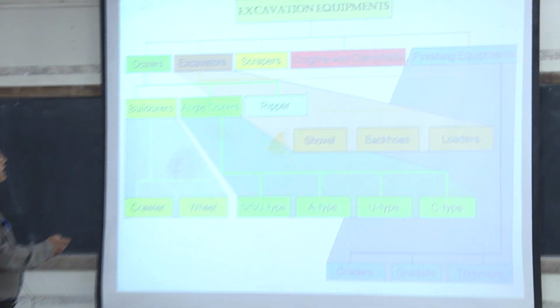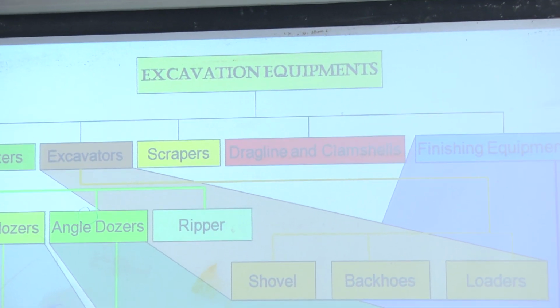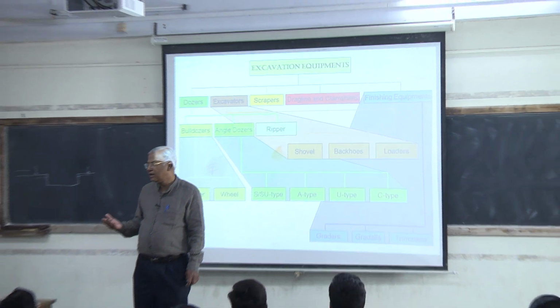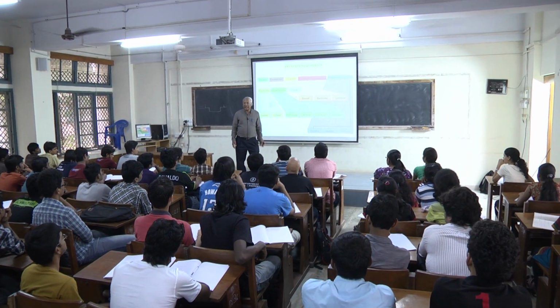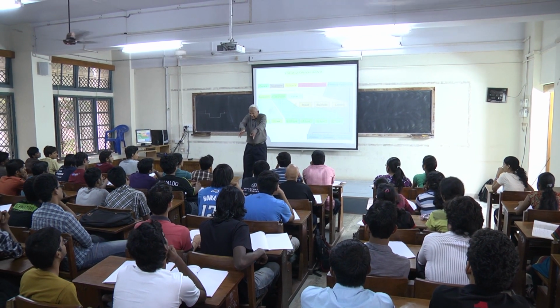After that, we have drag lines and clamshells. Drag lines are used extensively in RMC plants to load the aggregates, 5 aggregates and 4 aggregates. Then clamshells. Clamshell is the equipment like this, which opens up, grabs the soil.